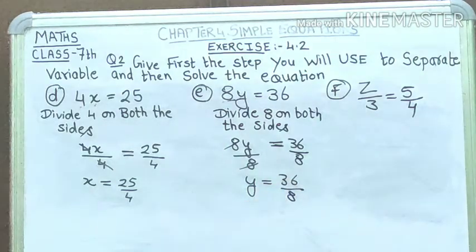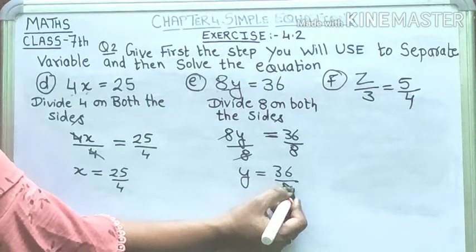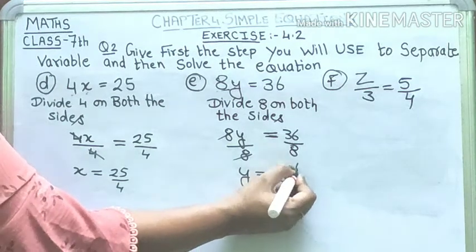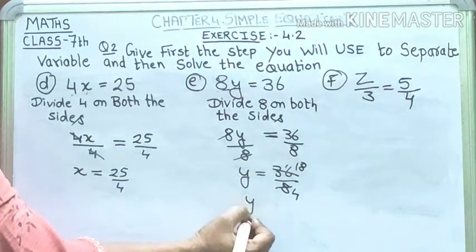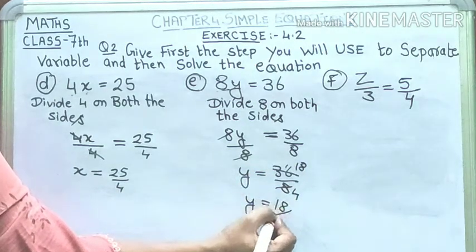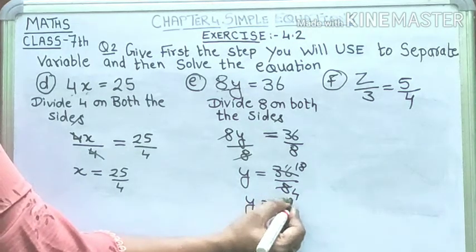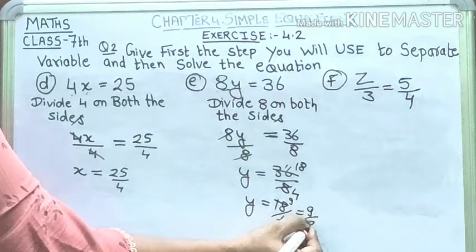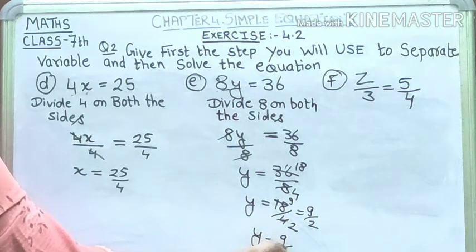And 36 comes in the table of 8. Now we can cancel it with the table of 2. 2 4s are 8. And 2 1s are 2. Carry 1. 2 8s are 16. 2 18s are 36. y equal to 18 upon 4. Again we can cancel it with the table of 2. 2 2s are 4. 2 9s are 18. 9 upon 2. So 9 cannot be cancelled. 9 doesn't come in the table of 2. So the answer will be 9 upon 2.